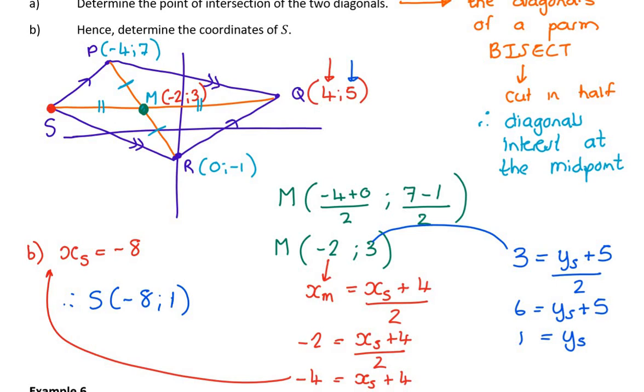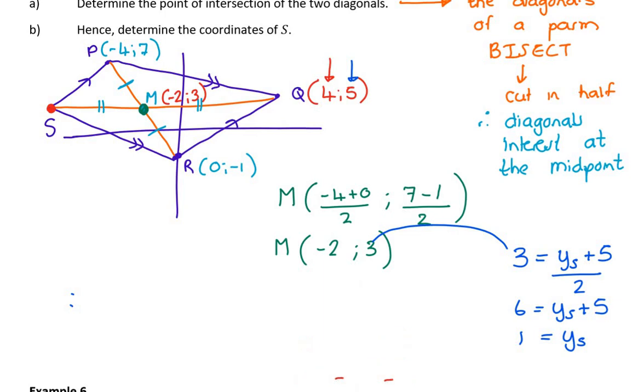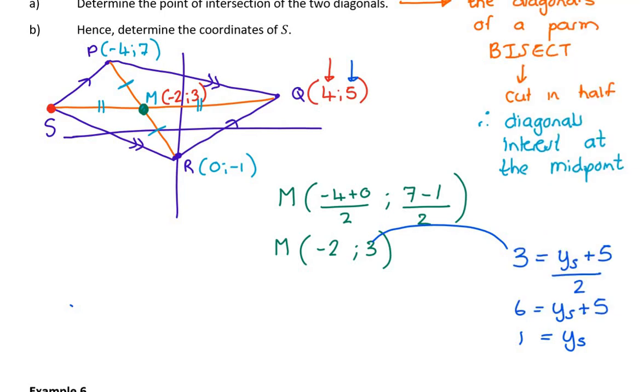Now, what's the other way to do this? So let me erase my working out of (-8, 1), which we now know is the answer. What is the easier way? The easier way is to do this by inspection. Now, by inspection means the following. I'm going to use a bright color.